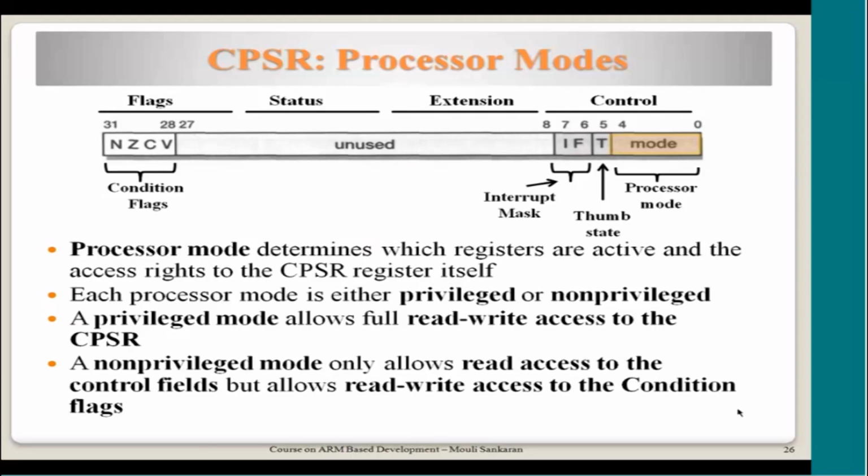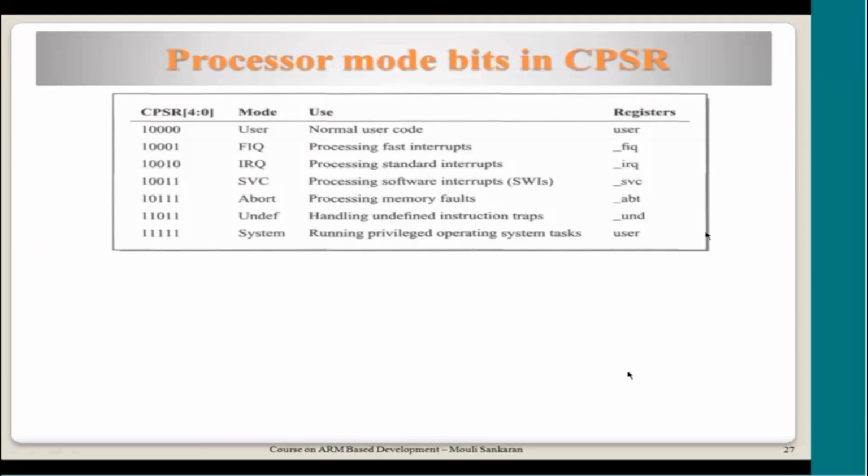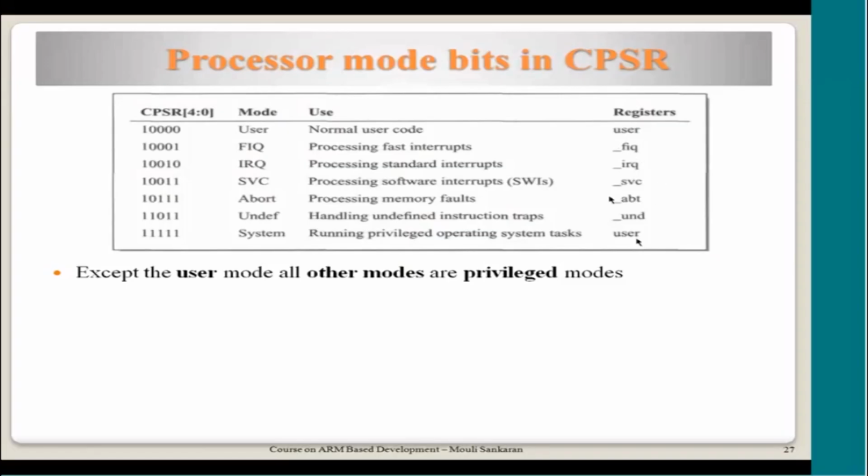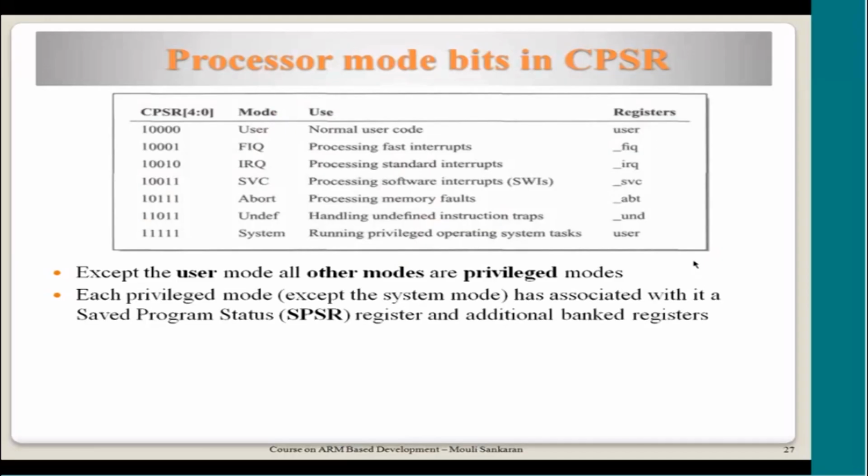Okay. Let us see. Now, what are the different modes supported by the ARM? Except the user mode, which is at the top, all other modes are privileged. That means in these modes, the CPSR can be modified. This also has an additional feature. When I say that in the privileged mode the CPSR can be modified, here in this mode another register called SPSR, the saved program status register, is also made visible to the program.